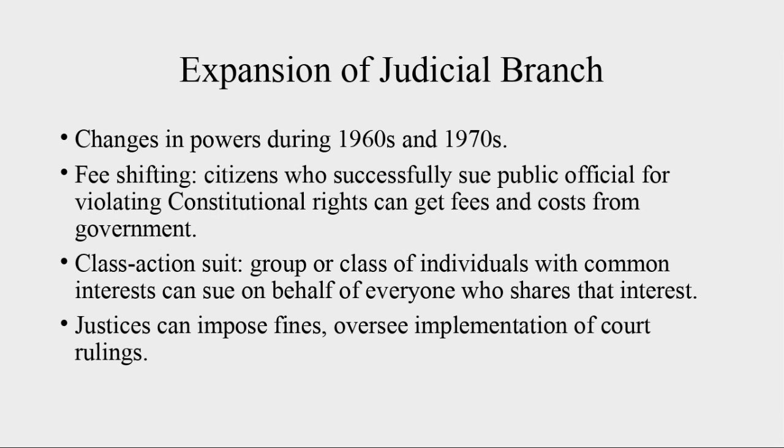They've also engaged in what's called fee shifting. If you successfully sue a public official for violating your constitutional rights, you can get fees and costs from the government. They can be forced to pay for your lawyer. If you were wrongly imprisoned for 30 years, you're probably going to get a settlement from the government for that, because they're not going to want you to sue them again. So they may offer you something like $500,000 if you promise not to go after them again.